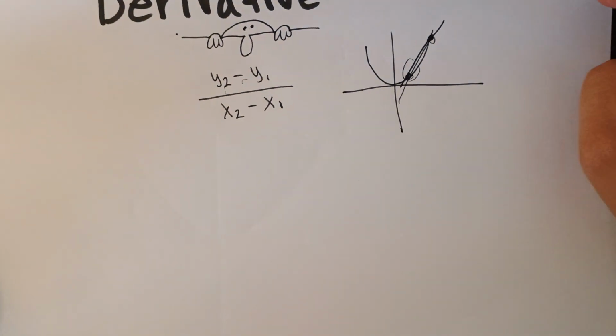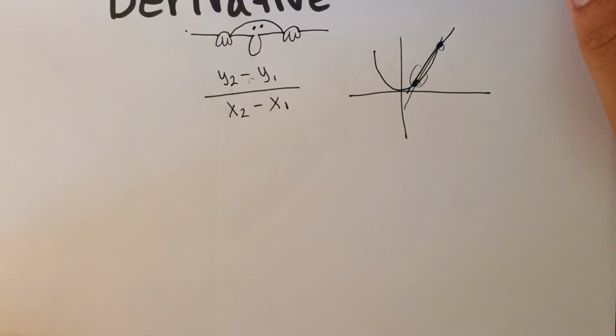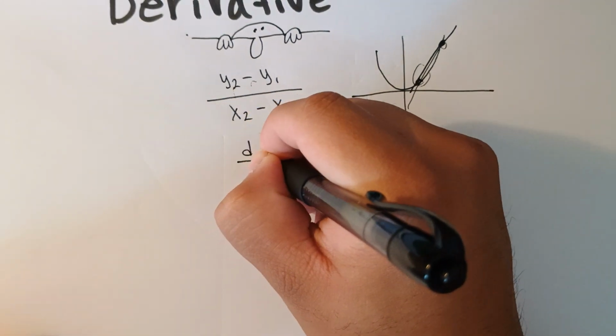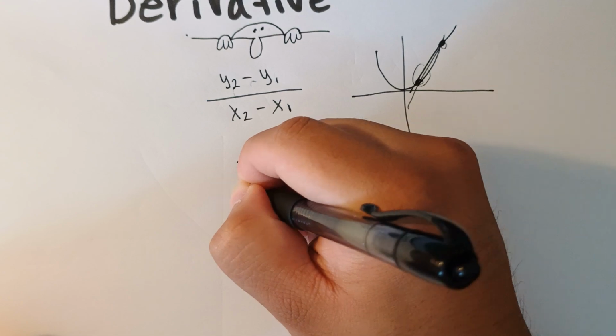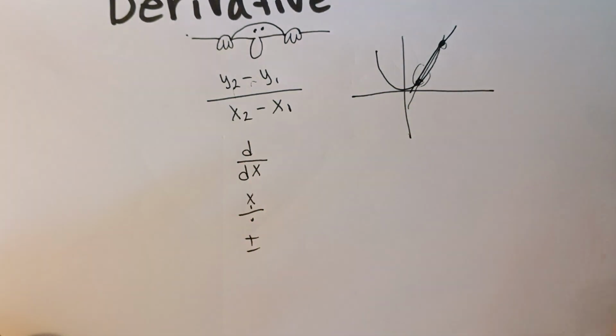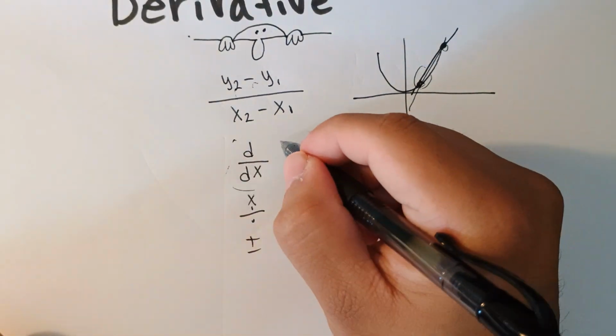How do we find the rate of change at one point? Well, that's what a derivative lets us do. And this is the operation symbol for a derivative, right? You have the multiplication symbol, division symbol, addition symbol, subtraction symbol. This is the derivative symbol.